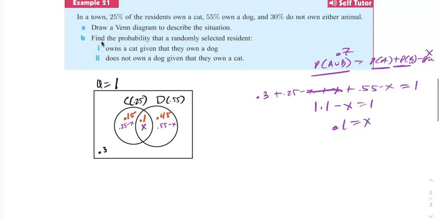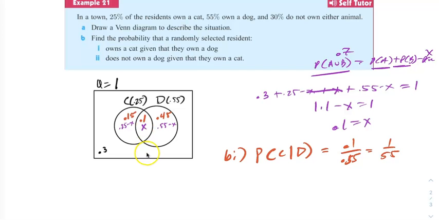So question B1. Find the probability that a randomly selected resident owns a cat given that they own a dog. So probability cat given that they own a dog. I'm just going to use the formula, or you can just look at it. So I know that I want the probability of a cat given that they own a dog. So we know they own a dog, so my world is 0.55. What's the odds they own a cat? Well, cat's right here, 0.1, which would give us 1 over 55. That's not a lot of odds. So that's one way to do it.